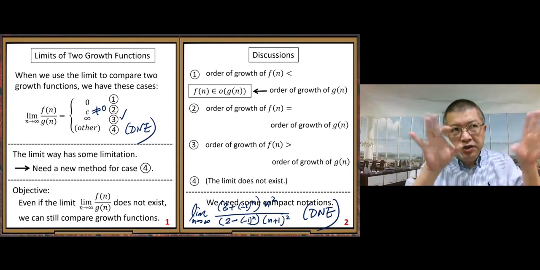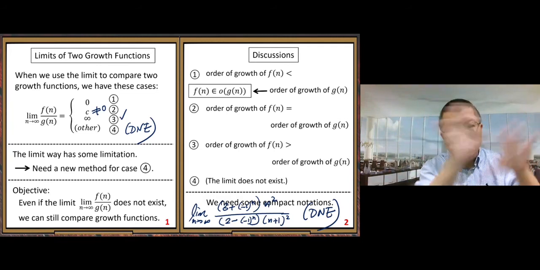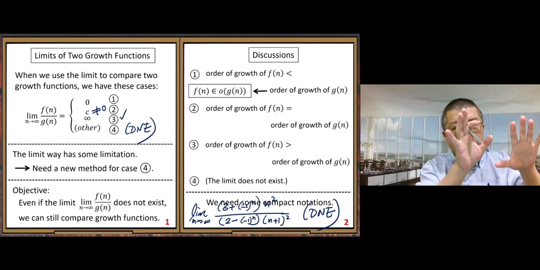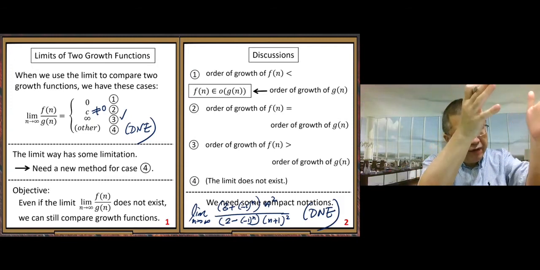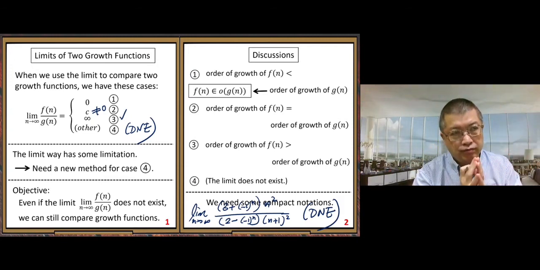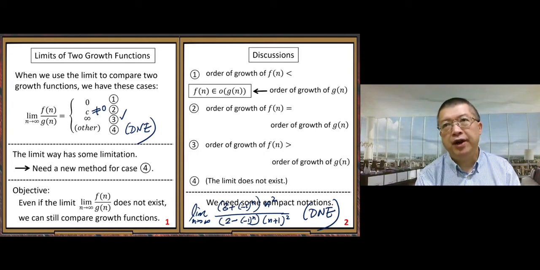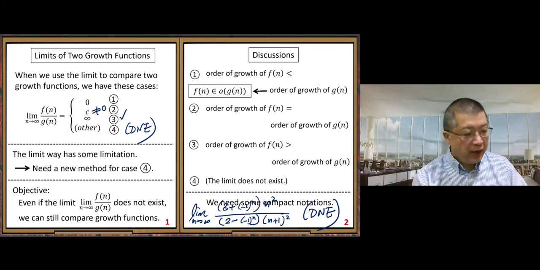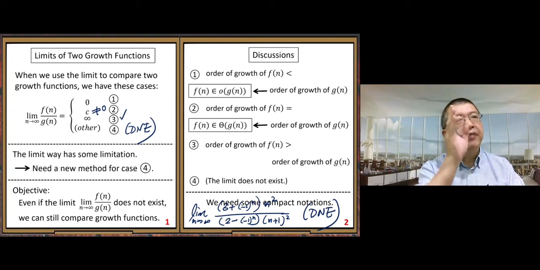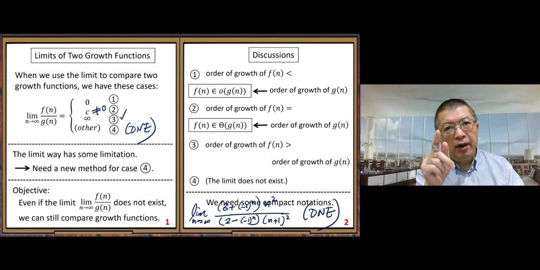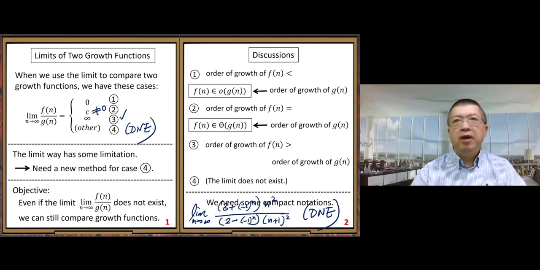Large number of functions that satisfy the condition. If you take the limit of that function over base function g, the limit goes to 0. That's the definition of little o notation. Similarly, case number 2, we can write big theta notation. F of n belongs to big theta of g of n. Very compact. The meaning is clear.